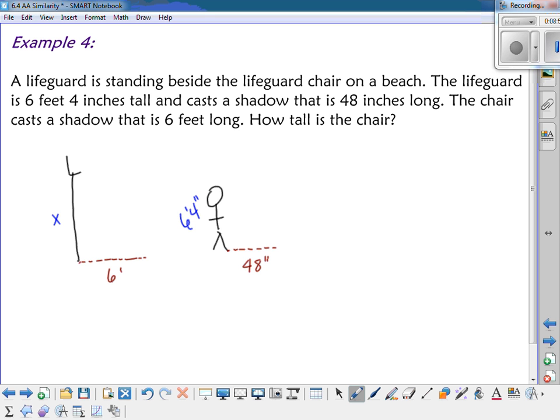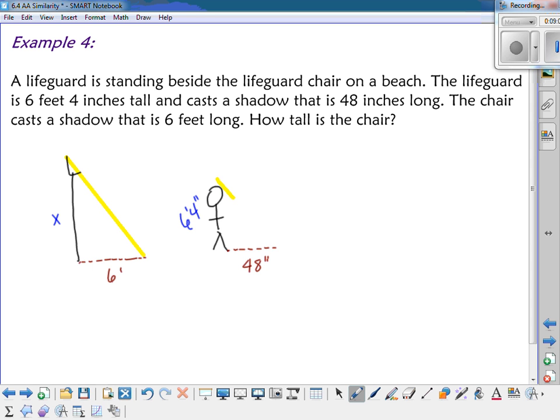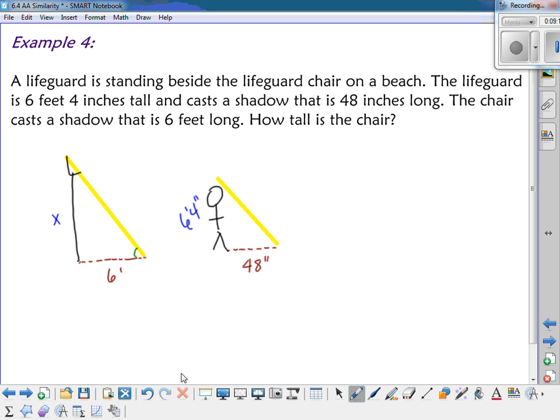So if the sun is shining down, it's going to be shining at the same angle on both of them. So the angle between the sunlight and the ground is going to be congruent. And they're both standing straight up, so they're both making right angles. So I have two similar triangles. So that means that my sides are going to be proportional. And so x over 6'4" is going to have to equal 6 feet over 48 inches.